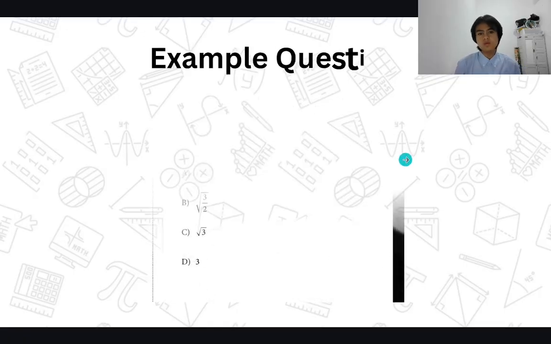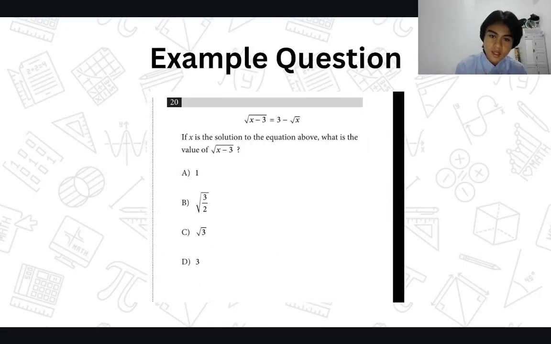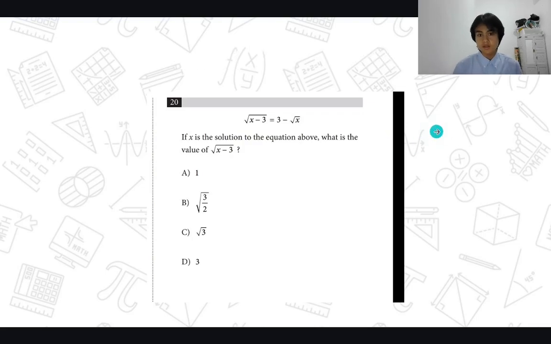Now, why do we want to talk about square roots? Because they appear in SAT problems. This is one of the fascinating problems. It says that the square root of x minus 3 is equal to 3 minus the square root of x. If x is a solution, what is the value of the square root of x minus 3? I'm going to give you 1 minute to try to solve this problem if you can, and I'm going to skip it because this is my teaching.